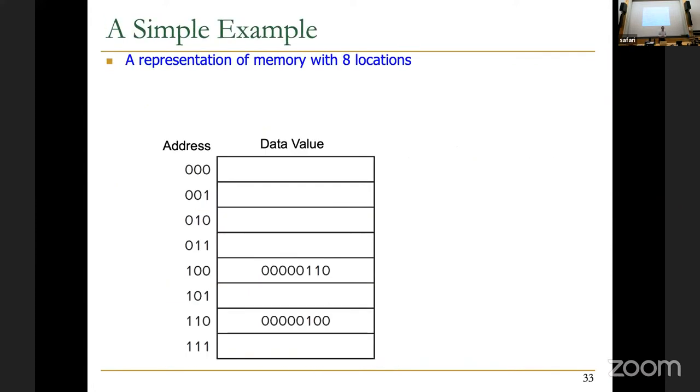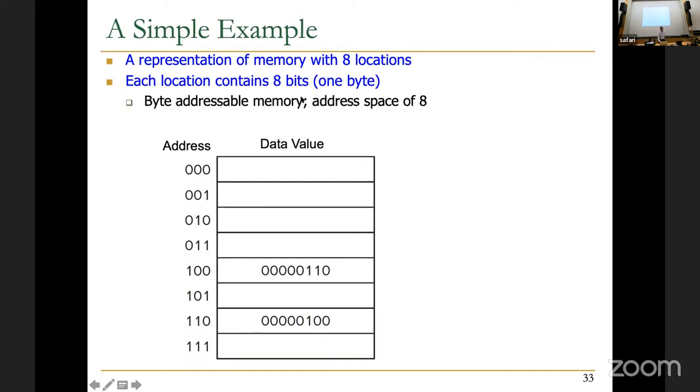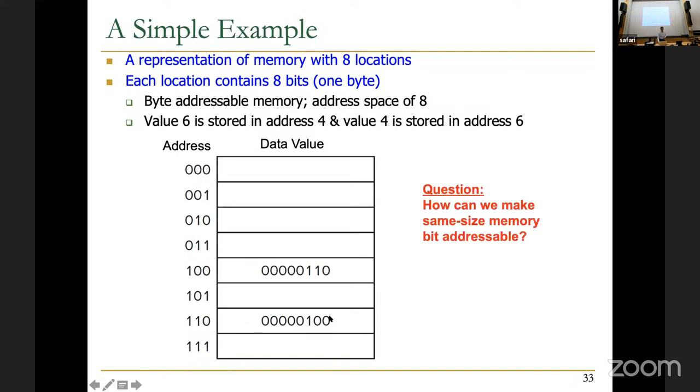Okay, let's give a simple example without going into those large numbers. This is a representation of memory with 8 locations. Now, you should know how to construct this using a decoder, a memory array, and the multiplexers at the end. But you can see that there are 8 possible addresses, meaning the address bits are 3. Each location contains 8 bits, 1 byte in this particular case. And this is byte addressable memory. Address space is 8, based on the definitions. And you can see that in address 4, we stored value 6. In address 6, we stored value 4. Again, you can look at that.